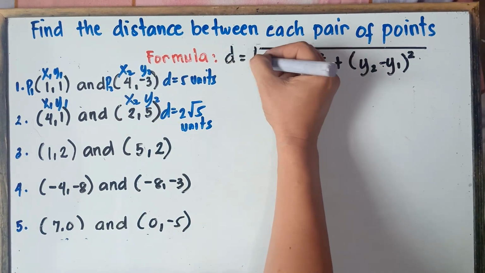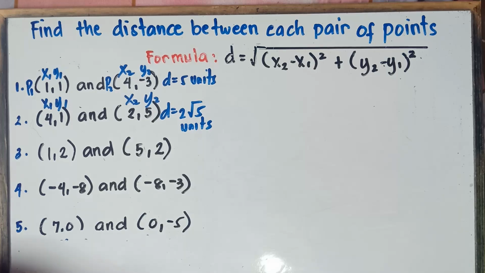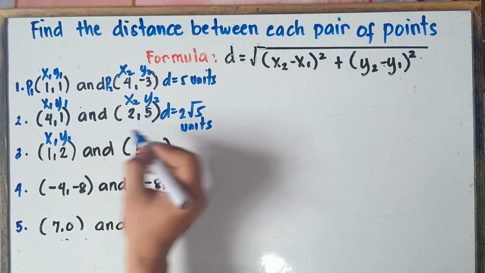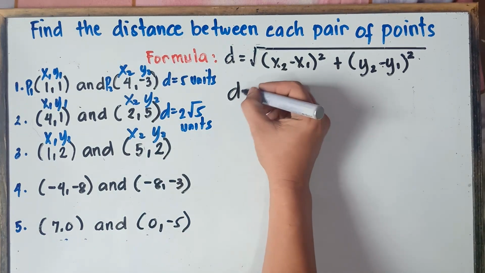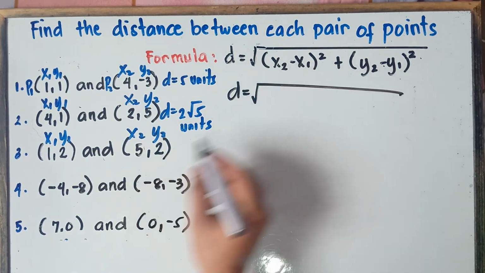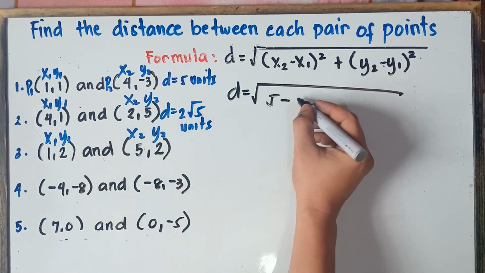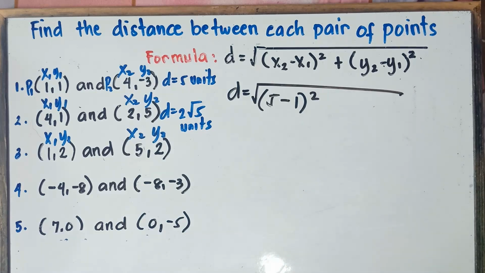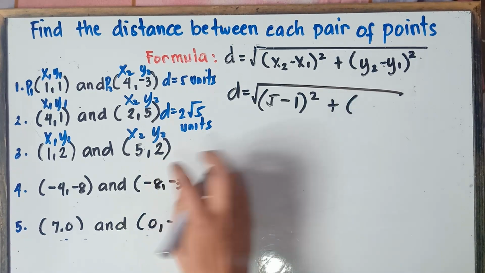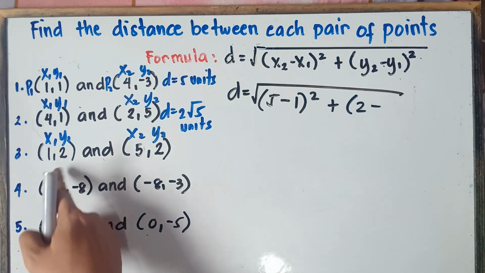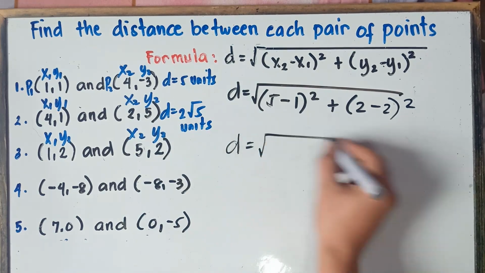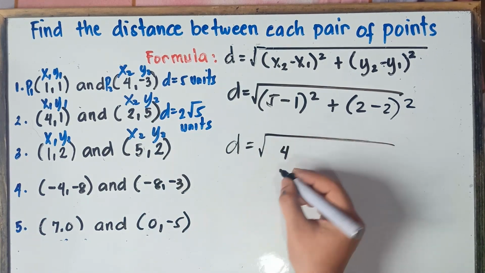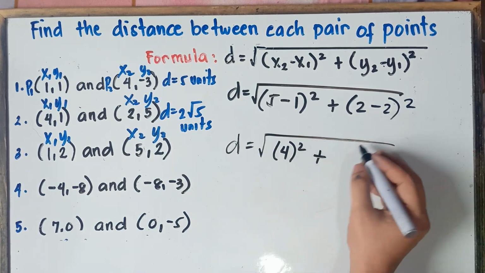Alright, example number 3. So x sub 1, y sub 1, x sub 2, y sub 2. Copy distance, copy square root. X sub 2 is 5 minus x sub 1 is 1. Do not forget squared, quantity squared. Plus y sub 2 is 2. Copy minus sign, y sub 1 is 2. And then squared. So d is equal to 5 minus 1 is 4. And then squared. Plus 2 minus 2 is 0. And then squared.